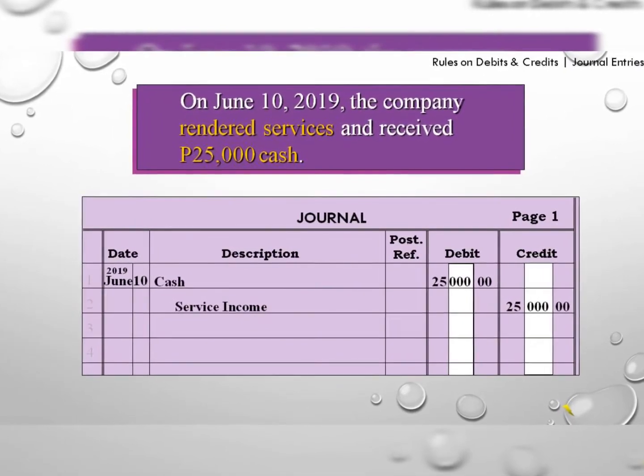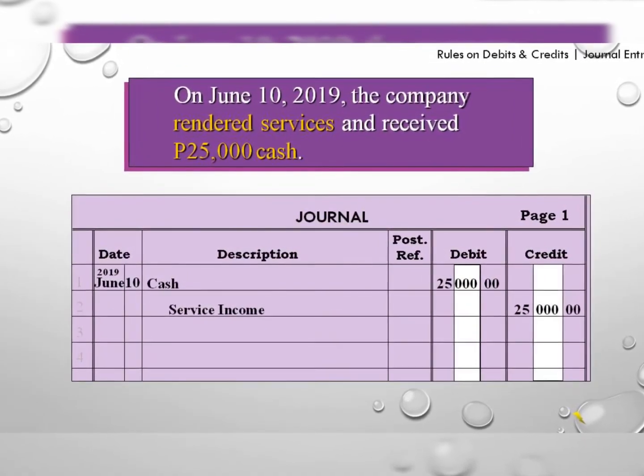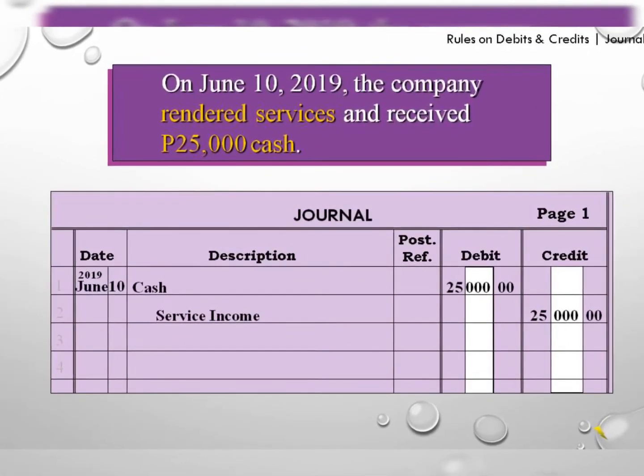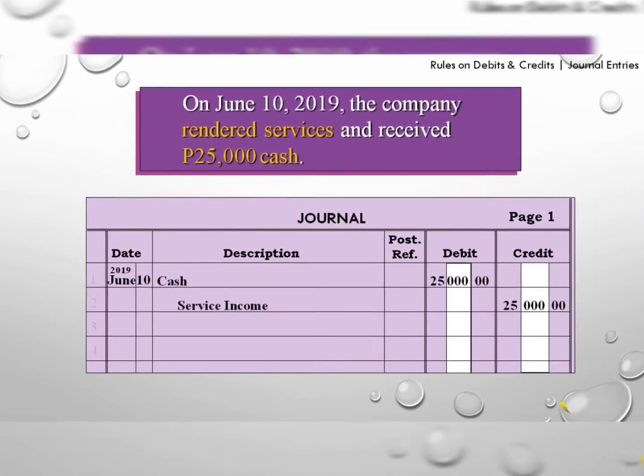On June 10, 2019, the company rendered services and received 25,000 cash. Journal entries: cash debited, service income credited.